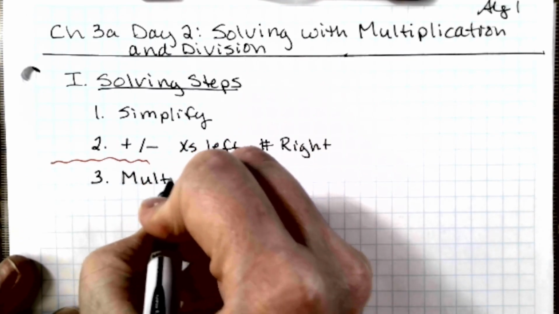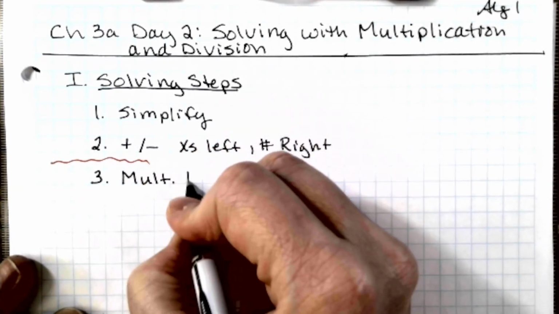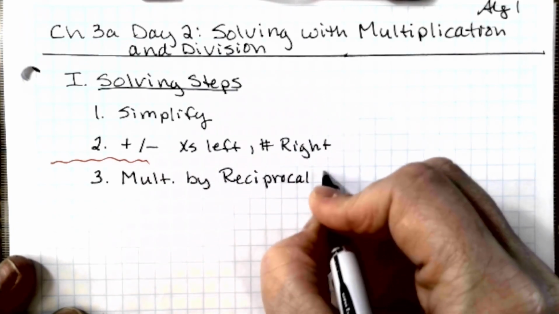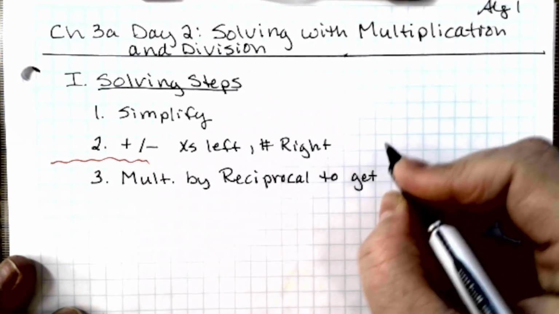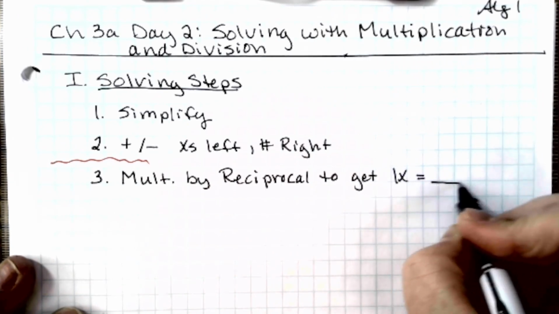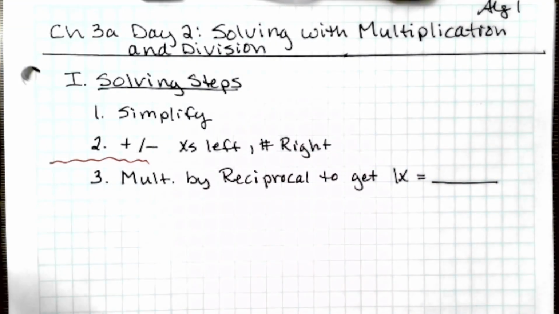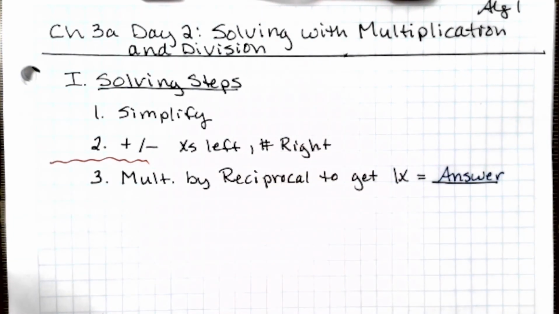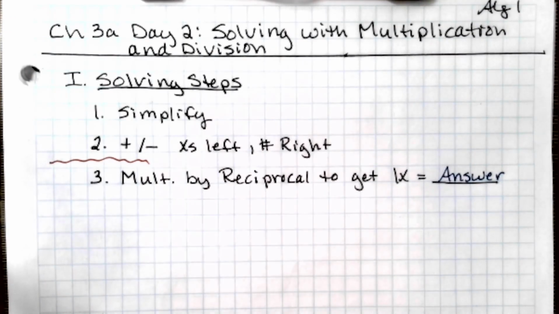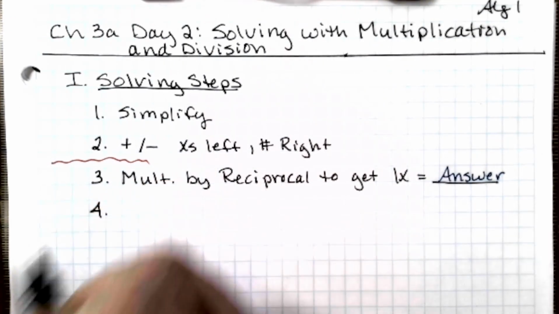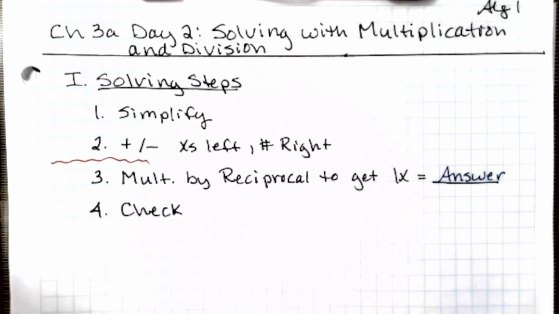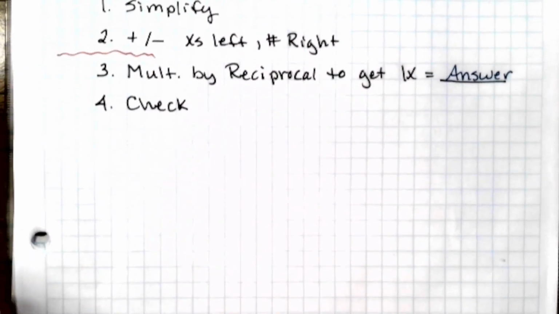The third step in solving is to multiply by the reciprocal to get a 1x equals, and when you have a 1x on the left, it is always equal to the answer. So all solving steps are designed to get you to a positive 1x. The fourth step, which we won't be doing today, is the checking step. We will practice that at a later time.